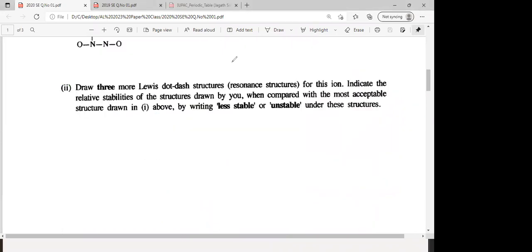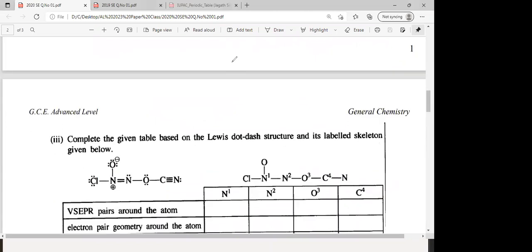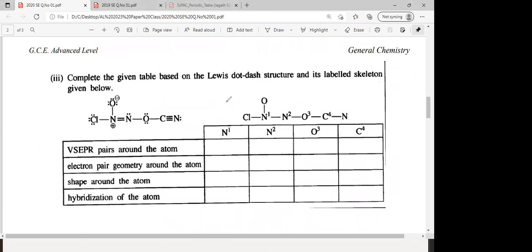Then next one, part 3. Now they ask, it's very easy. They have given the structure, so I'll quickly label 1, 2, 3, 4 here. This is 1, this is 2, this is 3, this is 4, right? So you get the VSEPR pairs around the atom. In one atom, how many VSEPR pairs? 3, right? Then we'll go down, and if you want, you can post the answer on chat. No lone pairs, therefore trigonal planar.